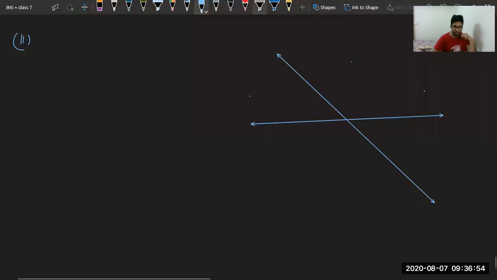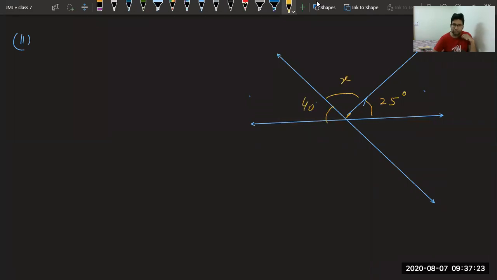So in question number 12, second part, all of you try from your side. Try to find the answer. It's very easy. So we have, one second, let me take the pencil. This angle is given to us as 25°. This is given to us as x. This is given to us as 40°. This is given to us as y. And this is given to us as z.